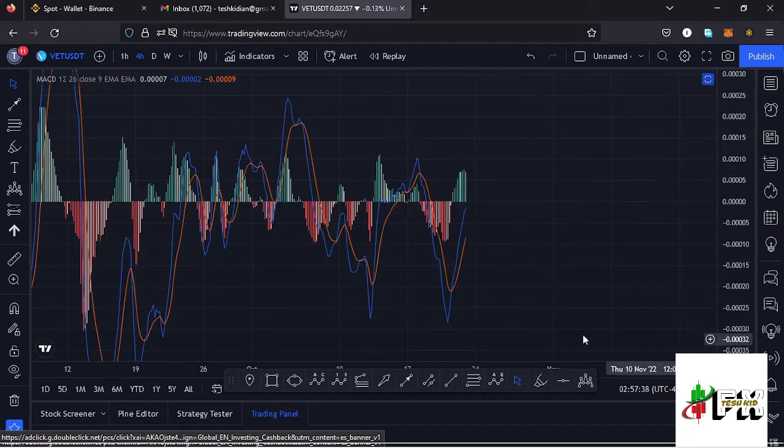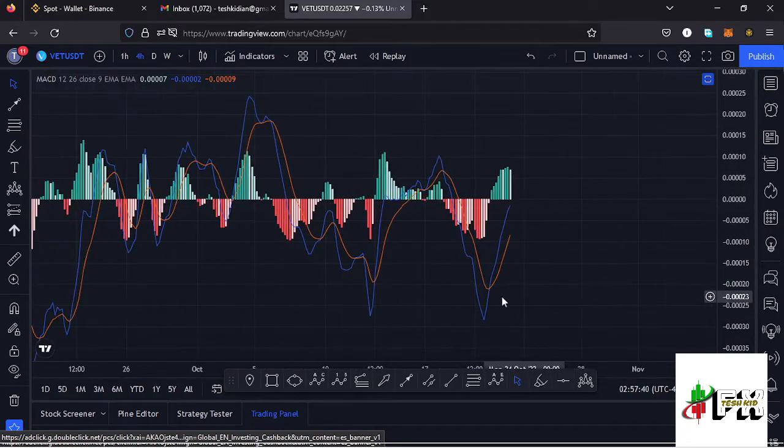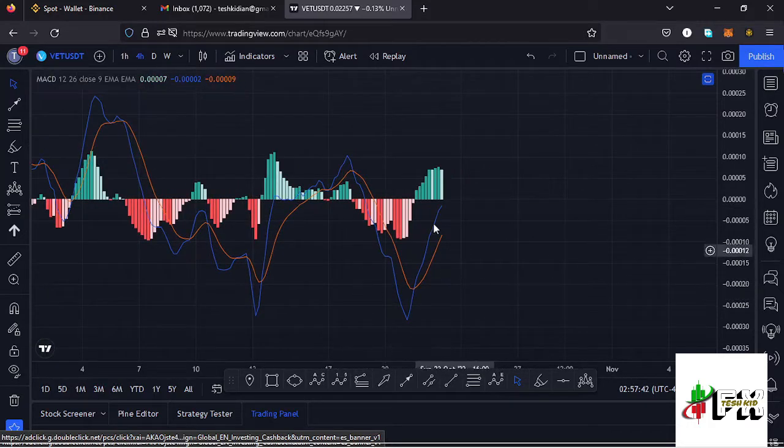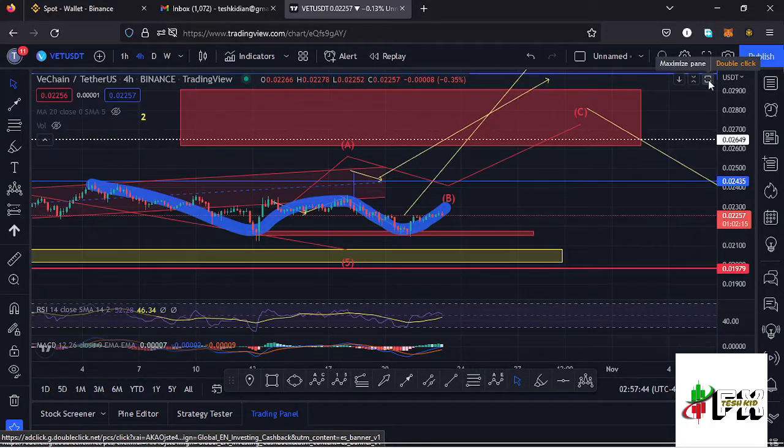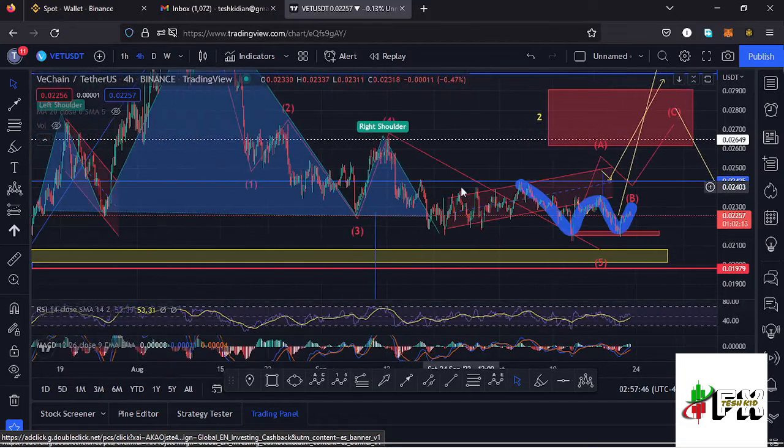Also taking a look at the MACD. Here on the MACD, we have printed a bullish cross, and that would mean higher prices could be coming our way. So let's be patient and see how that plays out, and I'll keep you updated.